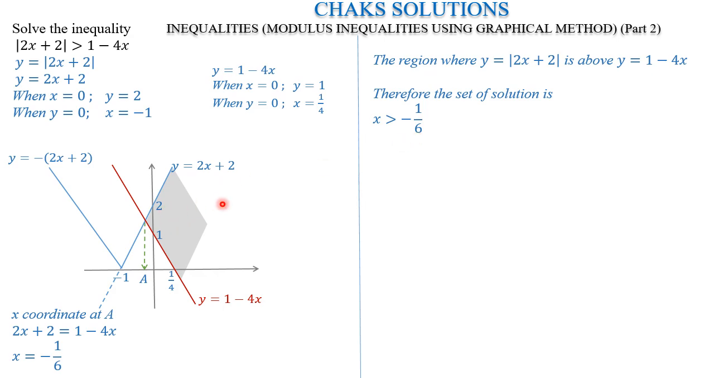Alright, so we want to solve this inequality using the algebra method again. Let's go here. Solve the inequality modulus of 2x plus 2 greater than 1 minus 4x, which is the previous question. As usual, the first thing is to find the critical values by solving the corresponding modulus equation.